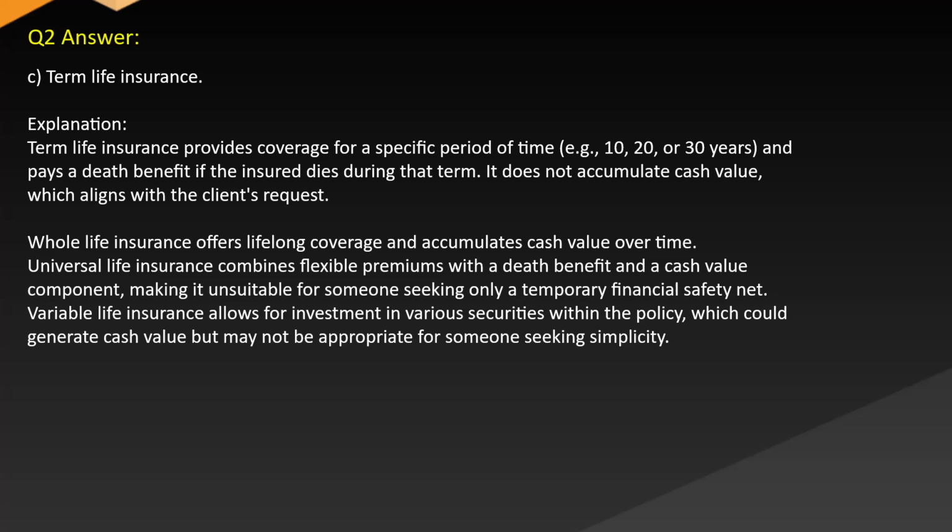Universal life insurance combines flexible premiums with a death benefit and a cash value component, making it unsuitable for someone seeking only a temporary financial safety net. Variable life insurance allows for investment in various securities within the policy, which could generate cash value but may not be appropriate for someone seeking simplicity.